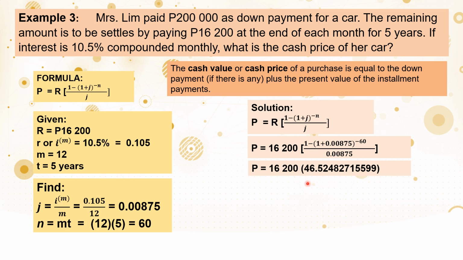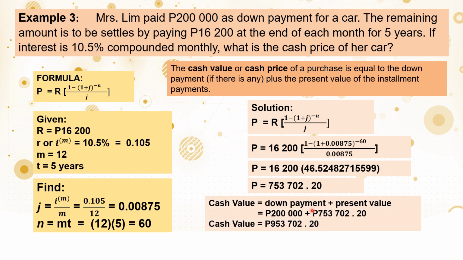So simplifying this using our scientific calculator, we will get 46.5248271559. Then multiplying it to 16,200, we will get 753,702.20.